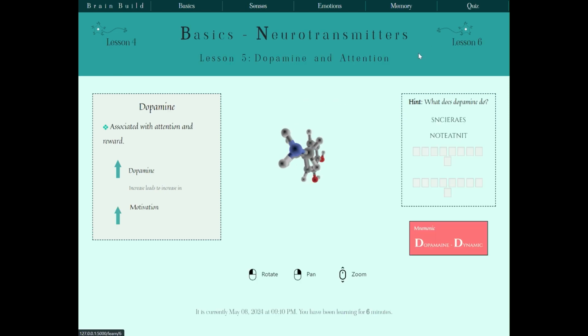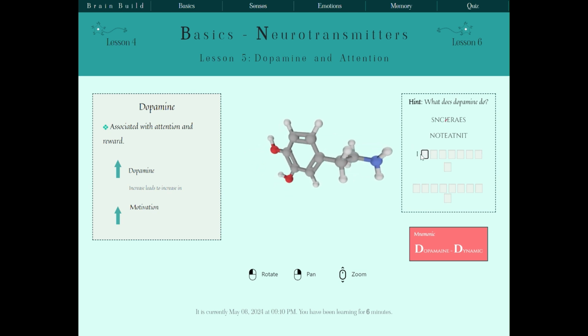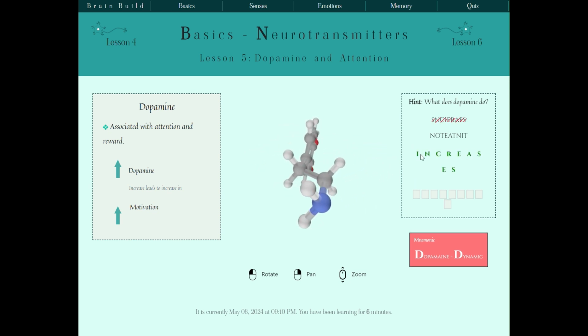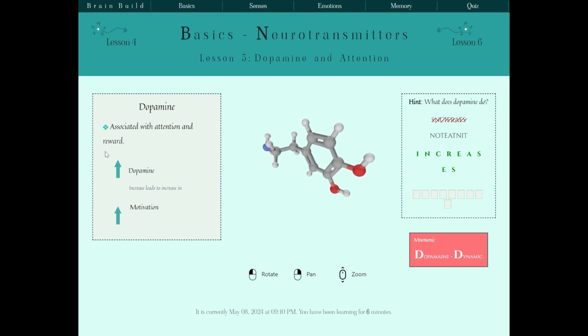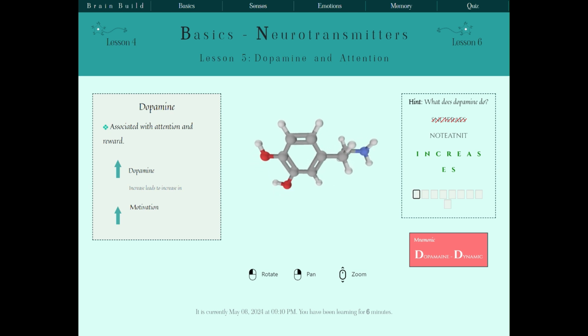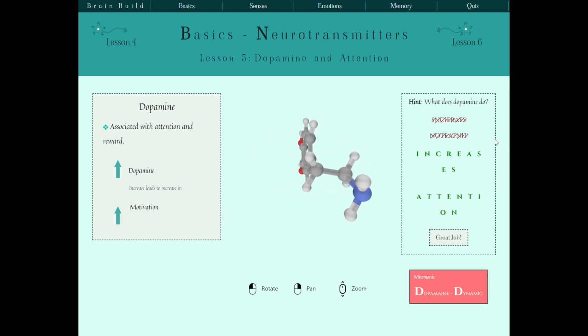Okay, lesson 5. Dopamine and attention. Dopamine is associated with attention and reward. An increase in dopamine leads to an increase in motivation. We've got another molecule here. Hint, what does dopamine do? This is increases. This is, let's see, associated with attention and reward. Okay, so we got attention.